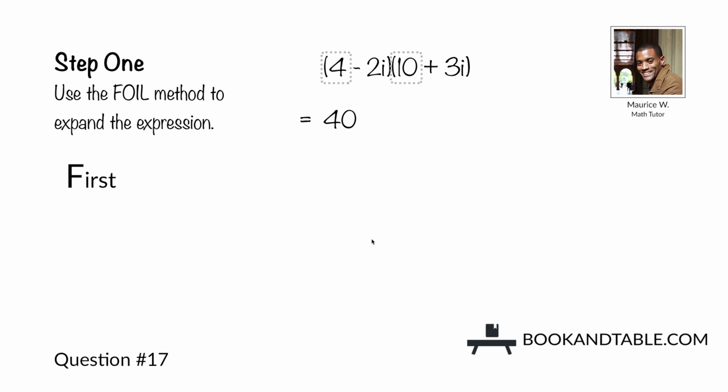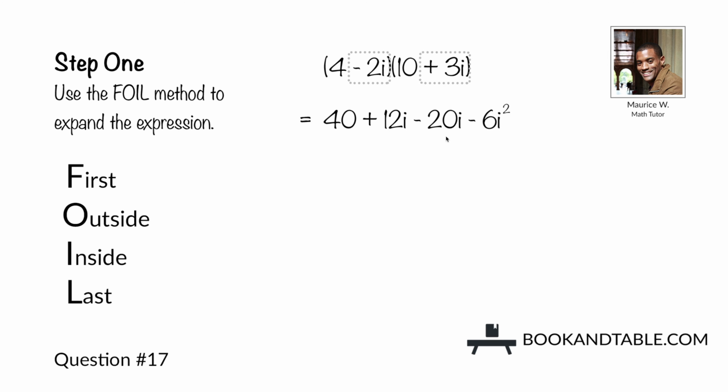Step 1, use the FOIL method to expand the expression. So that would give us 4 times 10, which is equal to 40. 4 times 3i is equal to 12i. Negative 2i times 10 is equal to negative 20i. And negative 2i times 3i is equal to negative 6i squared. So after step 1, we have 40 plus 12i minus 20i minus 6i squared.